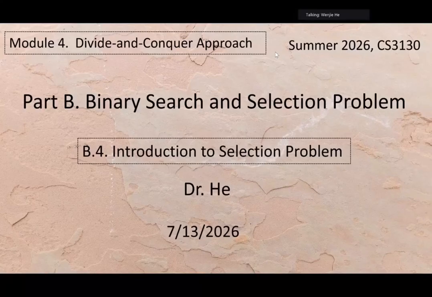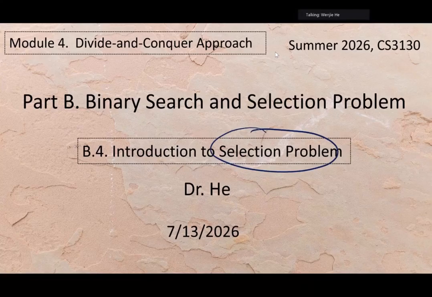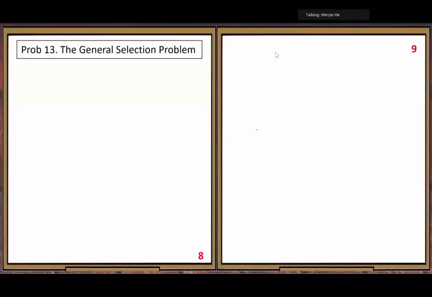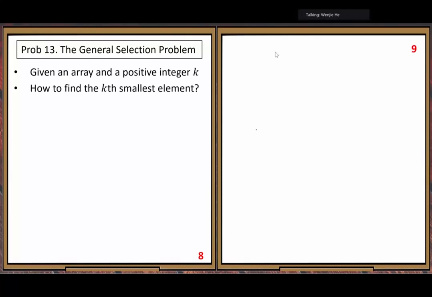B.4. Introduction to selection problem. Now we need to look at the general selection problem. So we did some special selection problem, but we also need to look at the general selection problem. The general selection problem: given an array and a positive integer k, we want to use this k to find the kth smallest element. So that's the general selection problem.